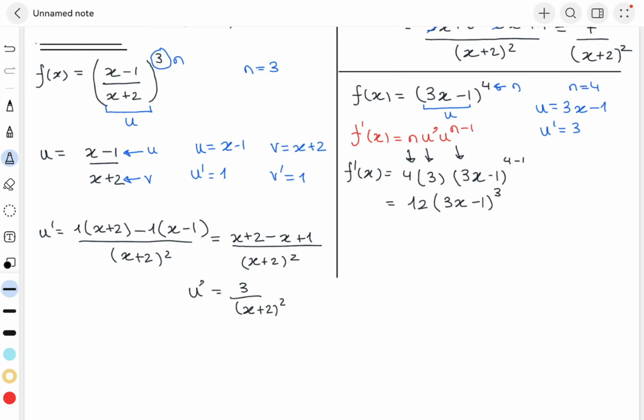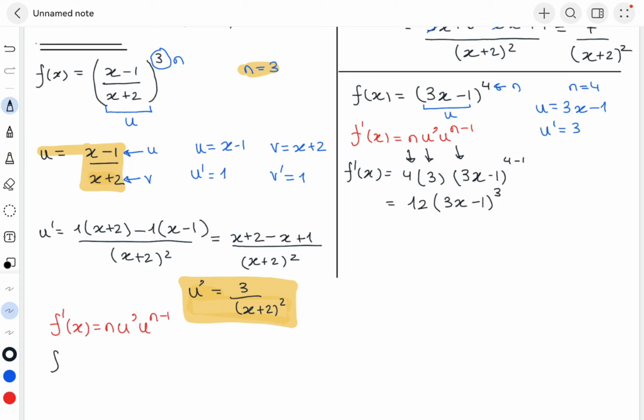So now we have our u, which is here. We have our u prime, which is here. And we have our n. And now we apply the rule: f prime of x is n u prime u to the n minus 1. So our n is 3. Our u prime is 3 over x plus 2 all squared.